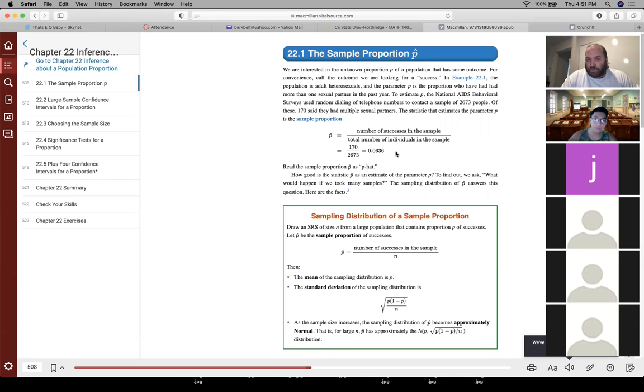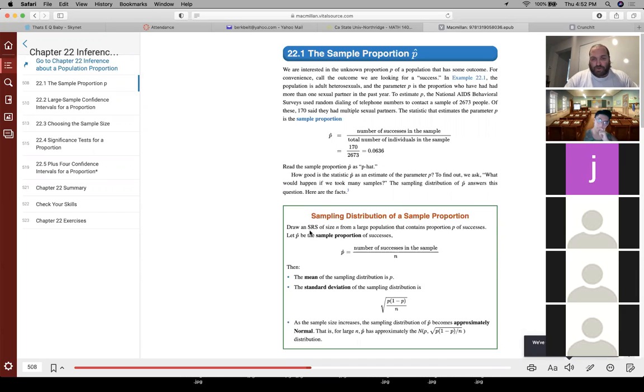If I actually want to know my true proportion, is that going to be in the vicinity of my sample proportion? My sample proportion is 0.0636. Is that in the vicinity of the true value? This is the same thing that we did before for confidence intervals and hypothesis testing. We are going to do a confidence interval and a hypothesis test and determine what you can infer from p hat to p.